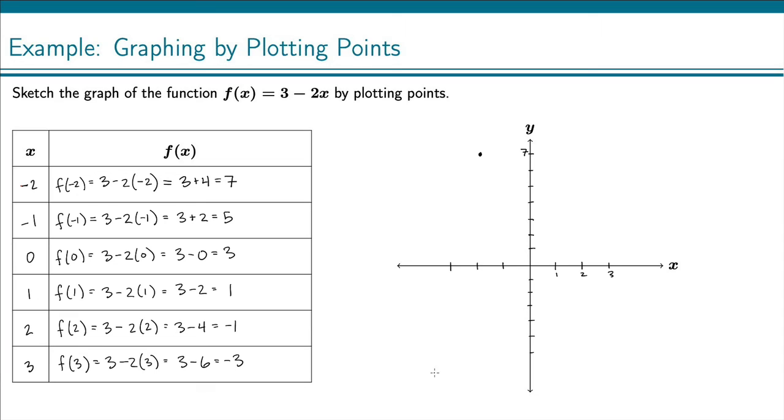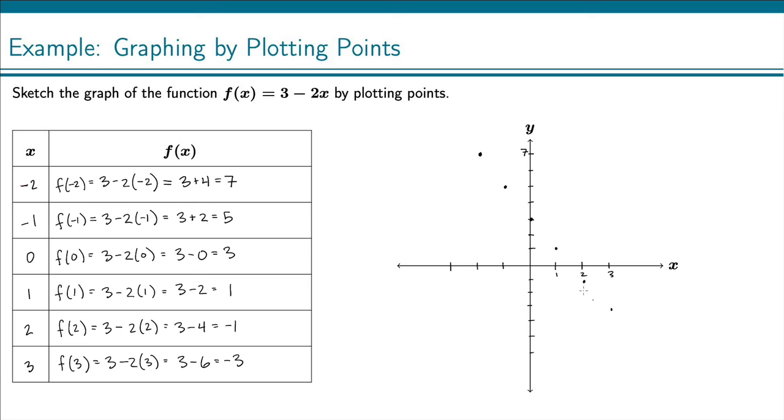There's a point. And then our next point is -1, 5. So -1 in the x direction, and up to 5 in the y direction. And then at 0, we're at 3. So that's 0, up 3. And then at 1, we're at 1. And at 2, we are at -1. And at 3, we're at -3.